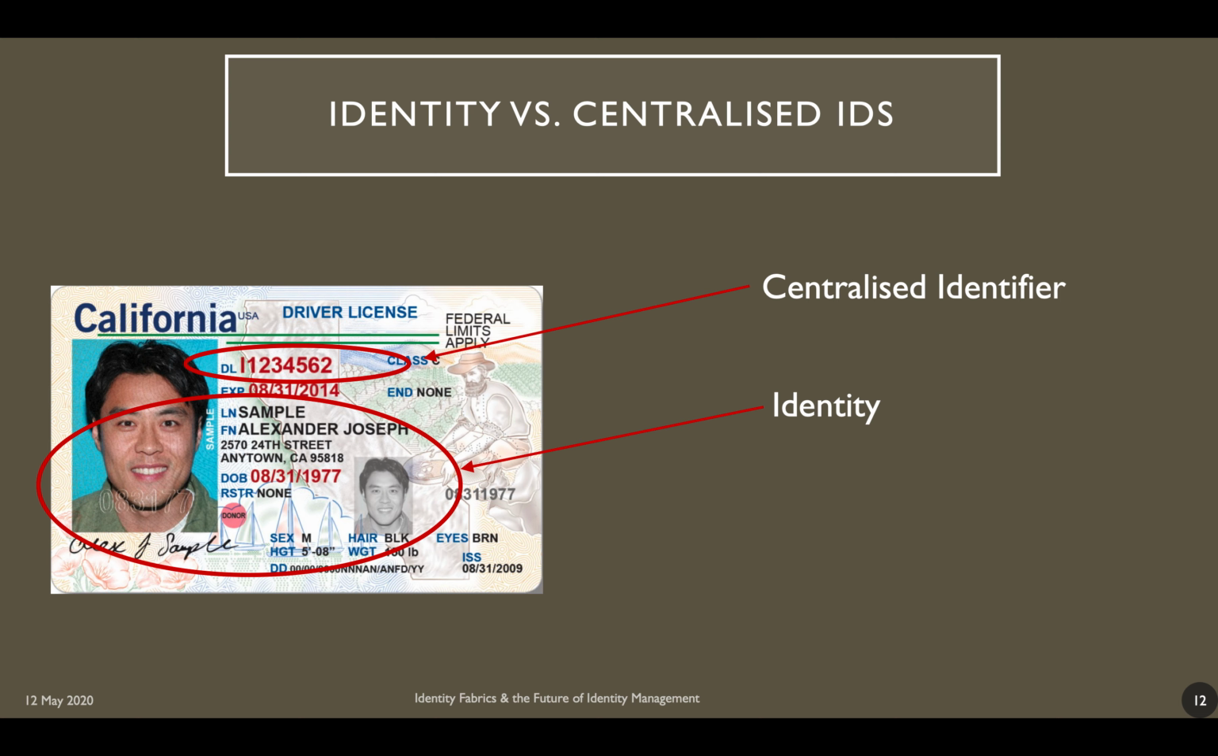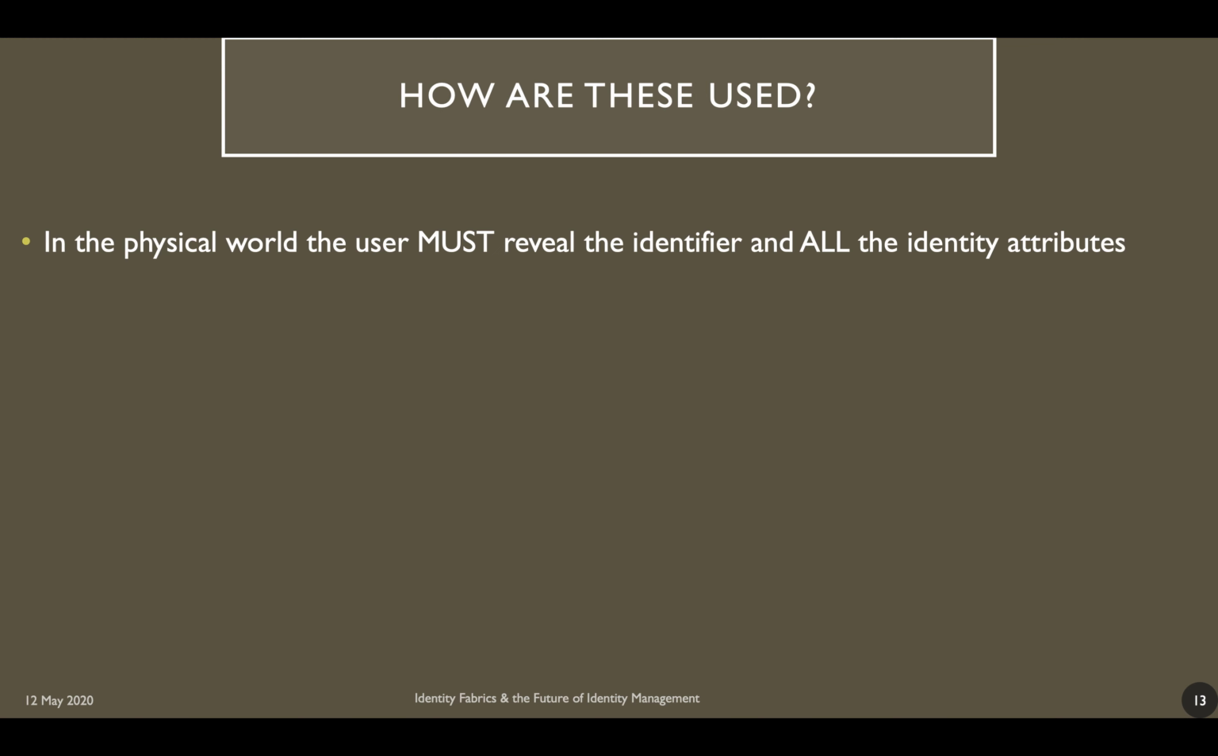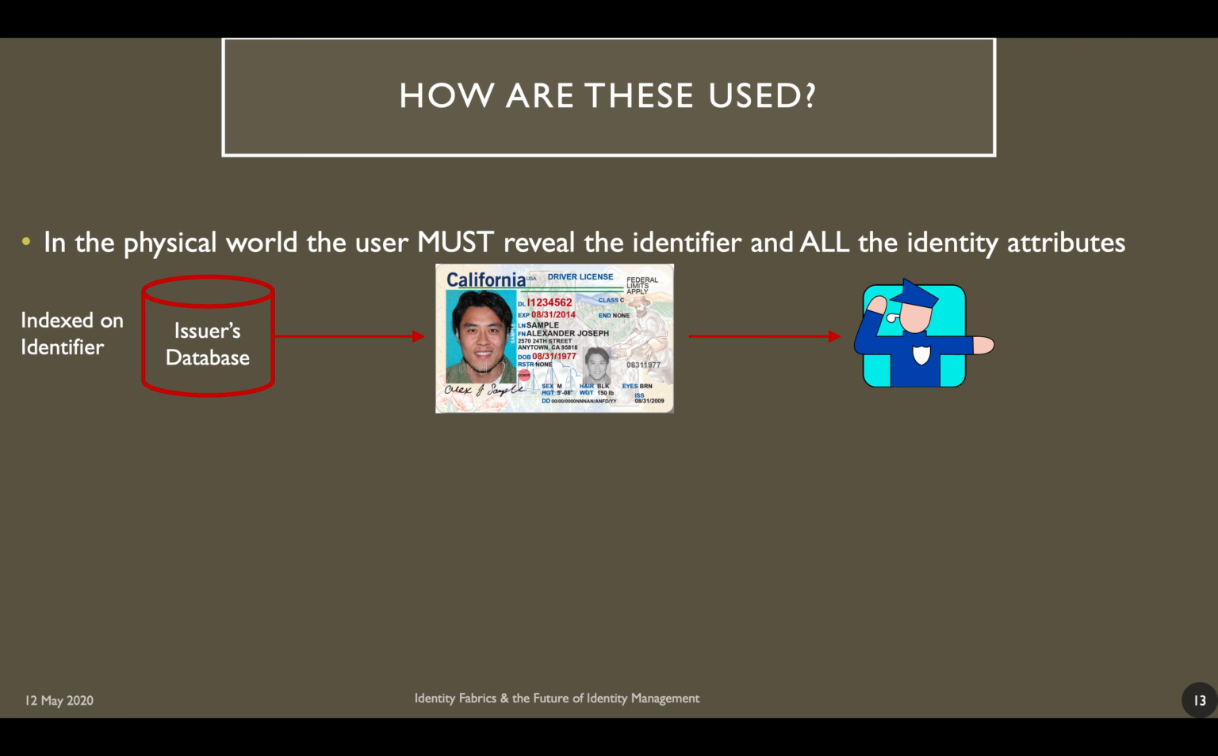When some identity providers issue physical identity tokens such as certificates or ID cards, they may put their centralized identifier on the token, but this is really for their own convenience so that they can actually check in the database that this is a correct and not a fraudulent token. But it really serves no other purpose, not for the user and not for verifiers that are not linked to the issuer. In the physical world, the user must reveal the identifier and all the identity attributes to the verifier. There's no choice. They're all there and he has to present them all.